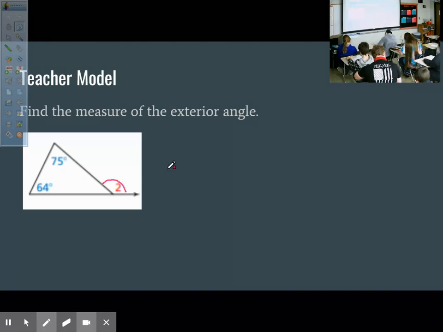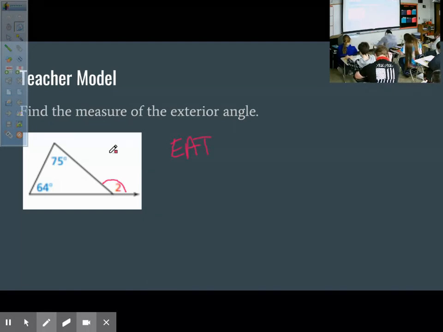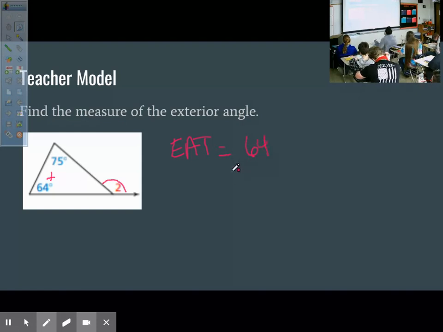Alright, so the exterior angle theorem says that the exterior angle is equal to the two non-adjacent angles added together. So you would add 64 plus 75. And you get 139.